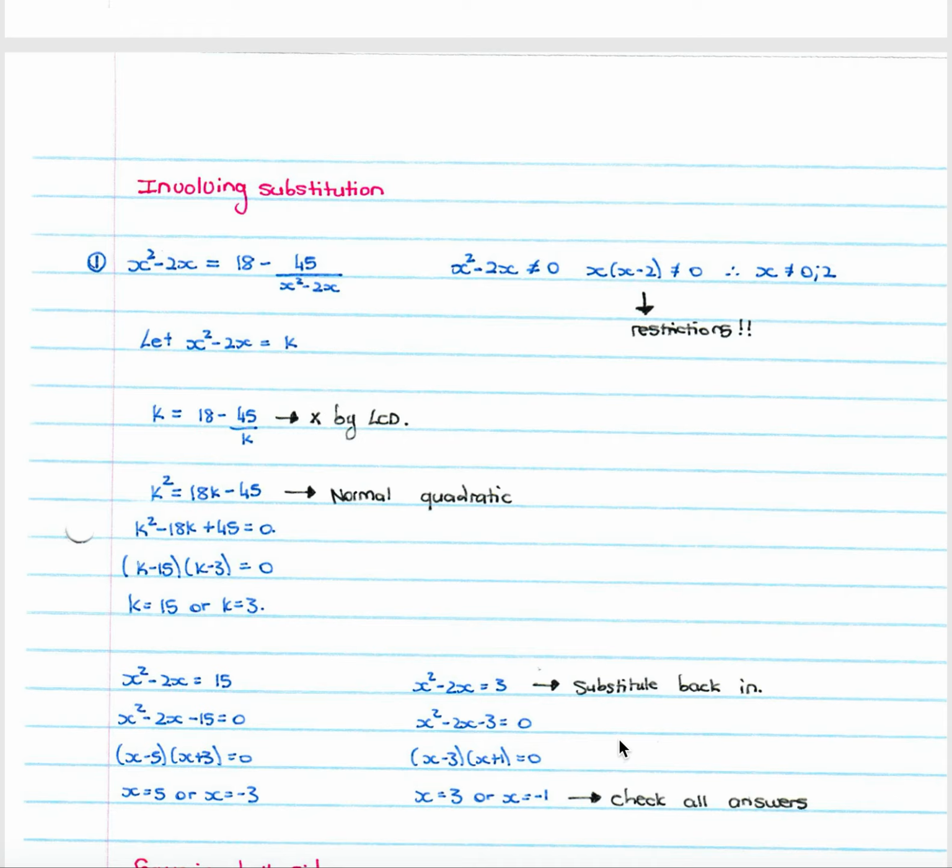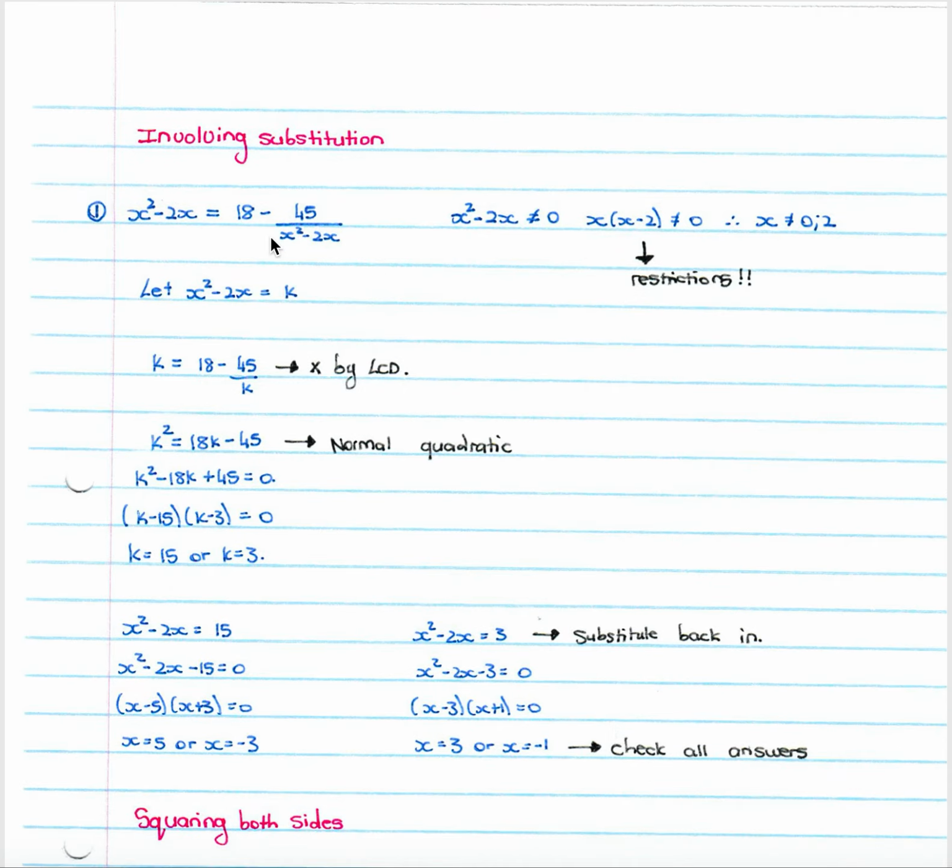Then we move on to equations involving substitution. So where you get an example such as this one, if you were to times out your LCD, which is x squared minus 2x, you would be getting an x to the 4. This term times this term will give you an x to the 4. You know that in core maths at a matric level, you have not covered how to factorize something like that. So firstly, let's state our restrictions that x squared minus 2x can't be 0. So x can't be 0 and x can't be 2.